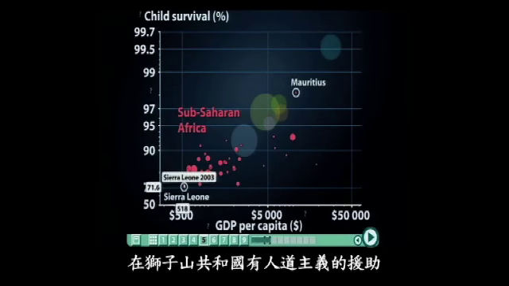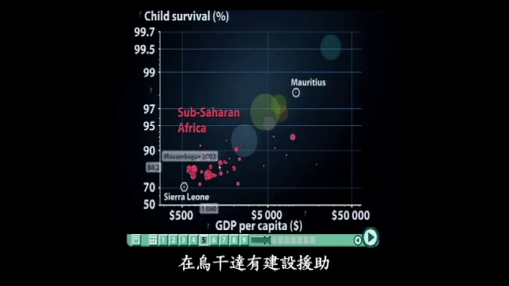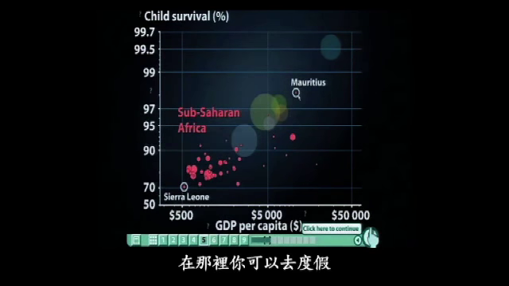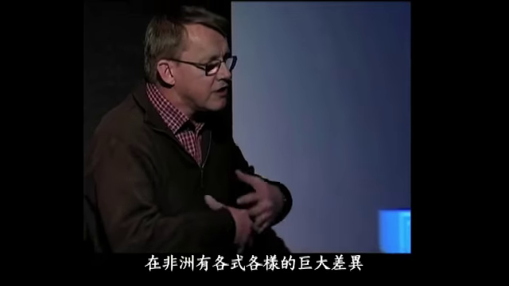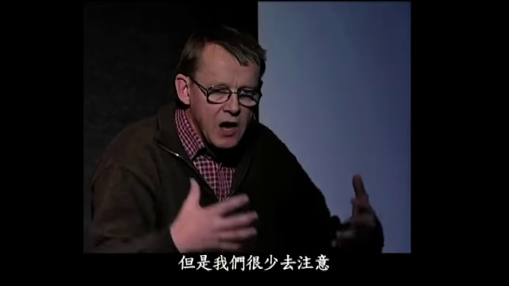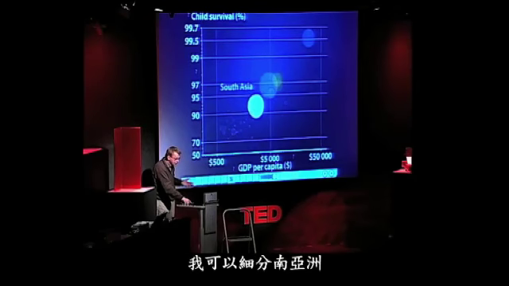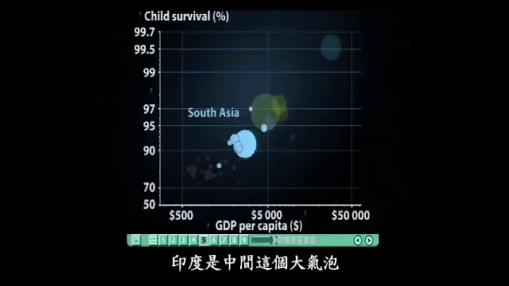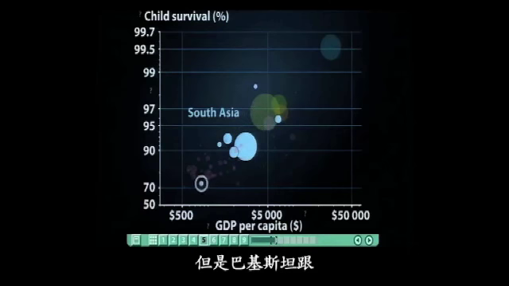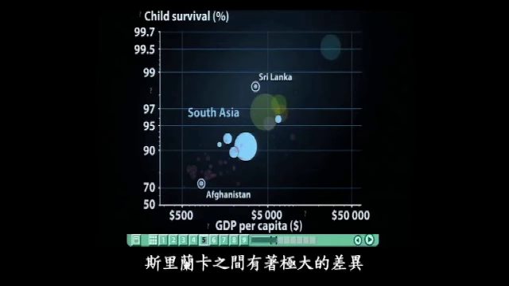There's a huge difference between Africa, and Ghana is here in the middle. In Sierra Leone, humanitarian aid. Here in Uganda, development aid. Here, time to invest. There you can go for holiday. It's a tremendous variation within Africa, which we very often make that it's equal everything. I can split South Asia here. India is the big bubble in the middle, but huge difference between Afghanistan and Sri Lanka.